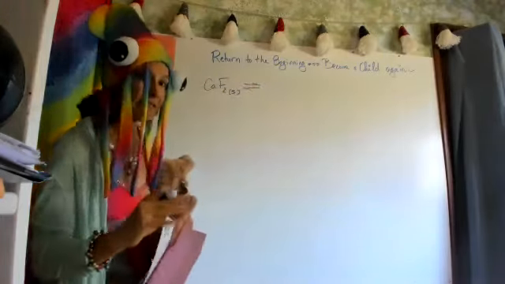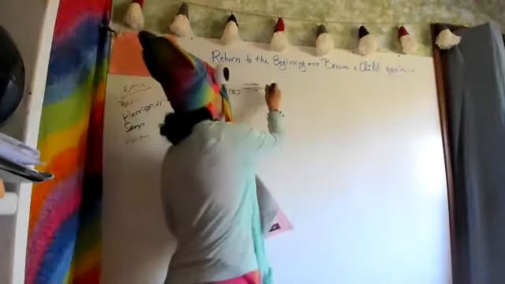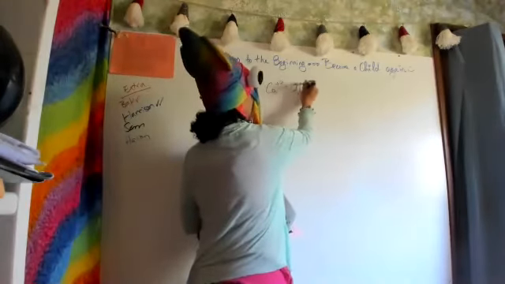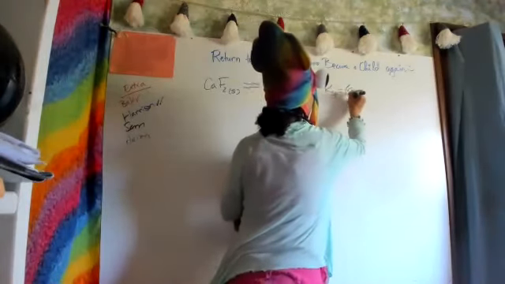So never ever tell me you have no idea. At least start by writing your formula, your equation, solid to ions, and say, okay, I got that much. I can write my Ksp. Look at that.